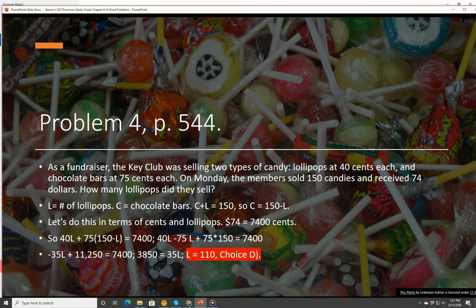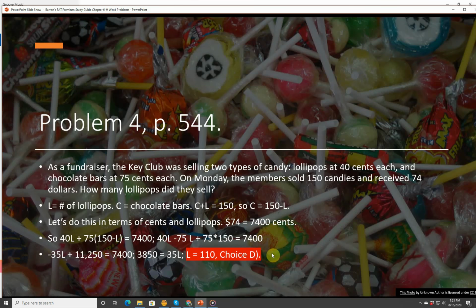So we know that 40L plus 75 times 150 minus L equals 7,400. So we go 40L minus 75L plus 75 times 150 is 7,400. So we get negative 35L plus 11,250 equals 7,400. And then just doing the math on that, you end up with 3850 is equal to 35L. So L is equal to 110, choice D.